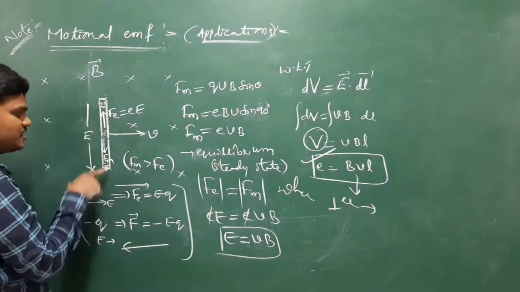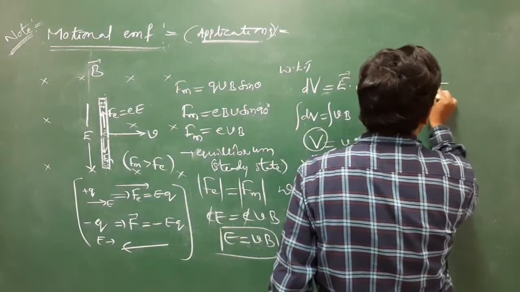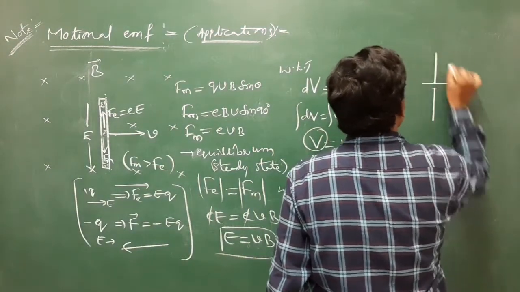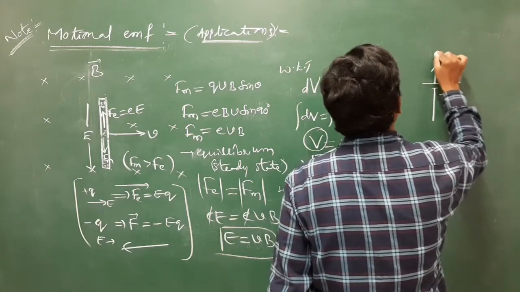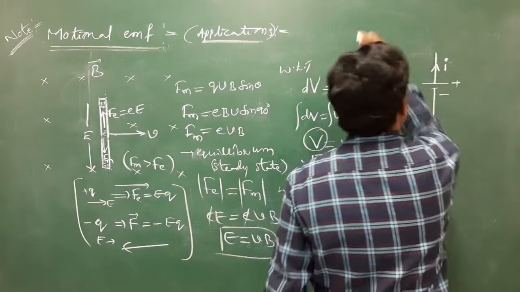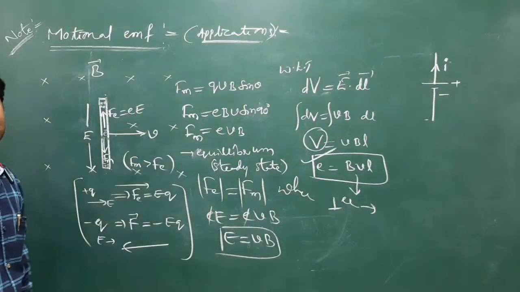Here, positive charge, negative charge, and this rod can be replaced in an electrical symbol like this. So we can replace it with a battery. Positive, negative, and current will flow like this. This is an induced current. So the moving rod we can replace by a battery.